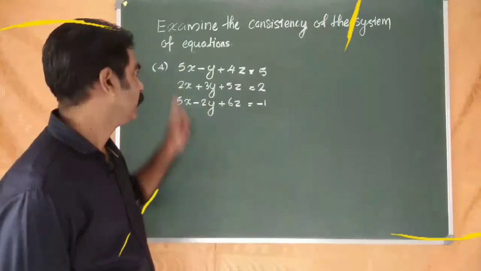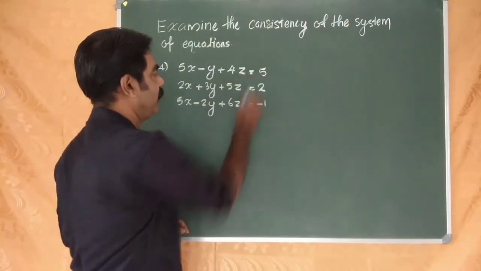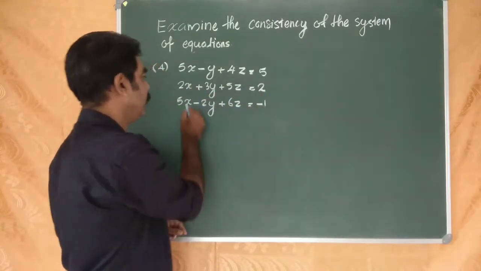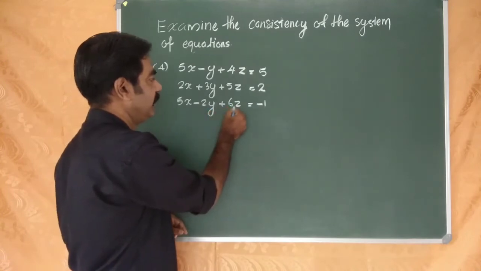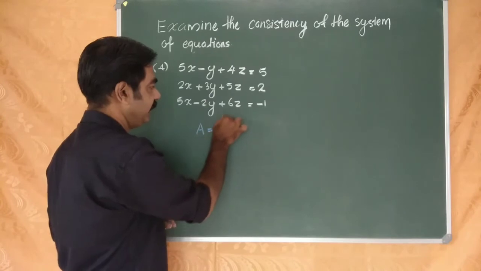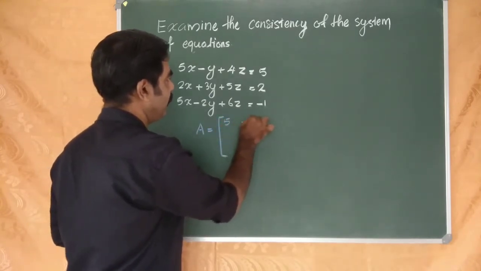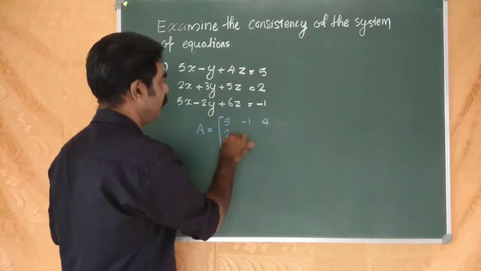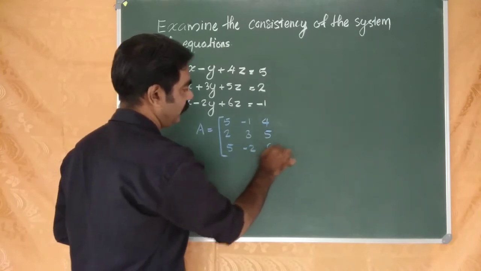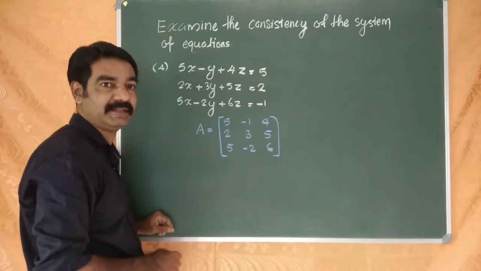Okay, now the fourth question. 5x minus y plus 4z is equal to 5. 2x plus 3y plus 5z is equal to 2. 5x minus 2y plus 6z is equal to minus 1. Okay, so we can write the matrix A, a 3 by 3 matrix. The coefficients are 5, minus 1, 4, 2, 3, 5, 5, minus 2, 6. These are the coefficients of the variables.